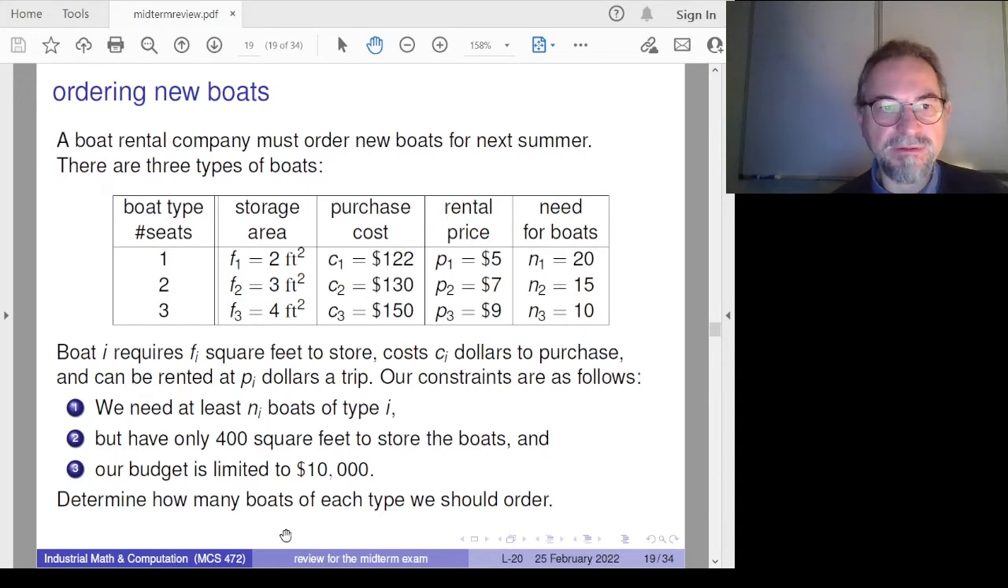So we have to advise a rental company that must order new boats. So there are three types of boats. We have the one-seaters, the two-seaters, and the three-seaters. Now the boats get larger, so they require more storage to store. They're also getting a little bit more expensive. So we have a cost there. We also have a rental price. So the boats that are of higher capacity, we can rent at a higher price.